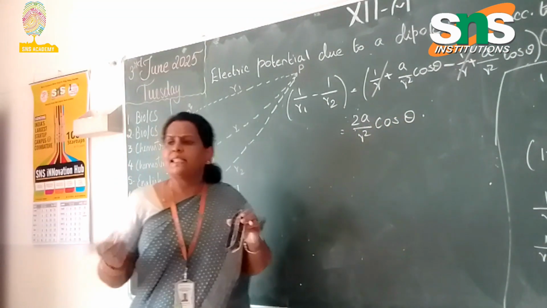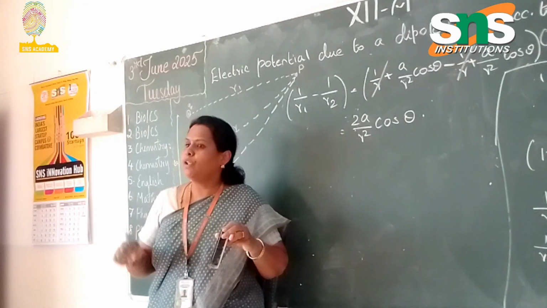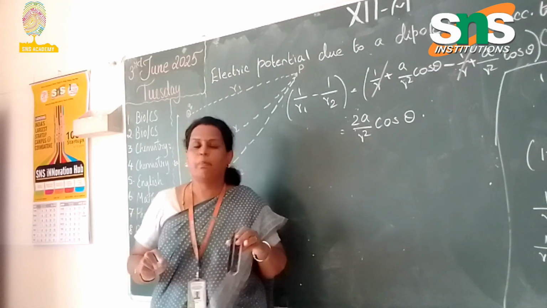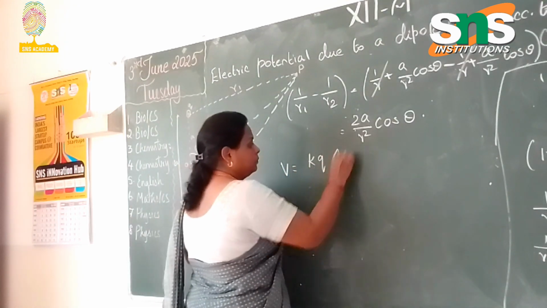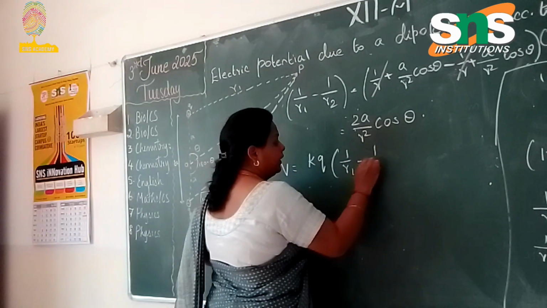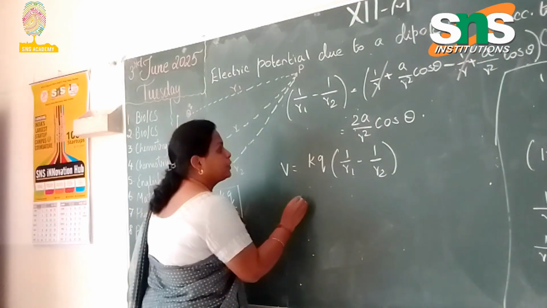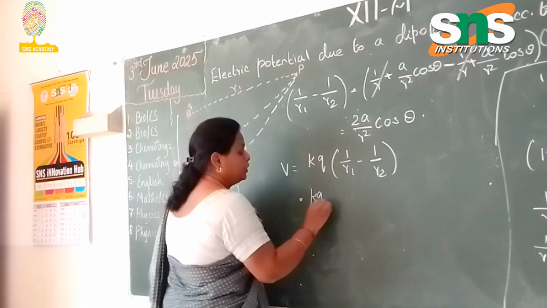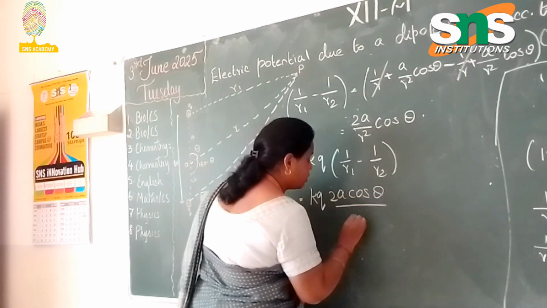So when we sum up the potentials, what is our equation? V is equal to kq into (1 by r1 minus 1 by r2). Am I right? This was our equation at the initial time. Now I am going to substitute this value: kq into 2a cos theta by r square.